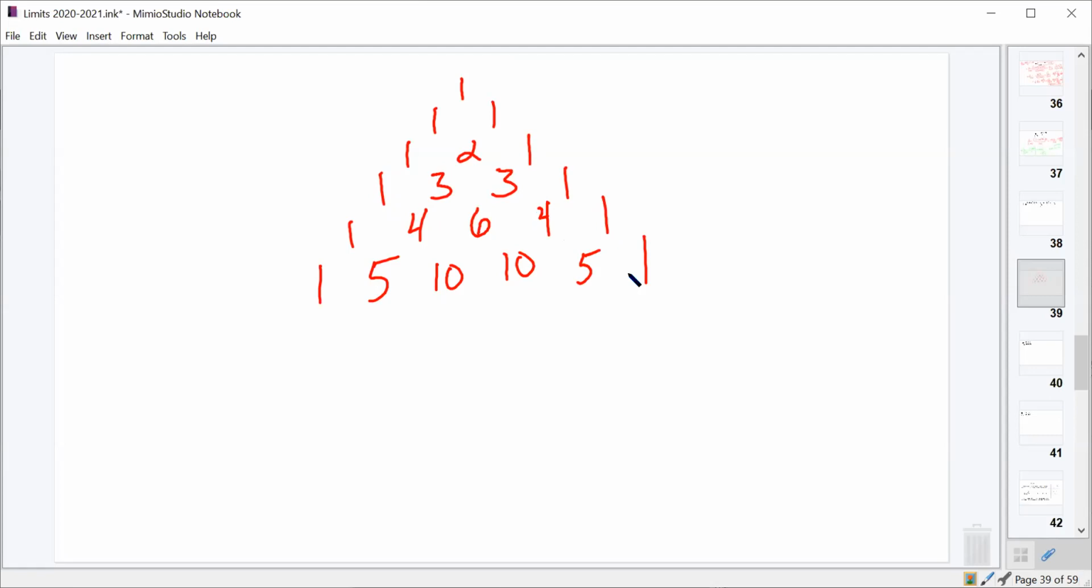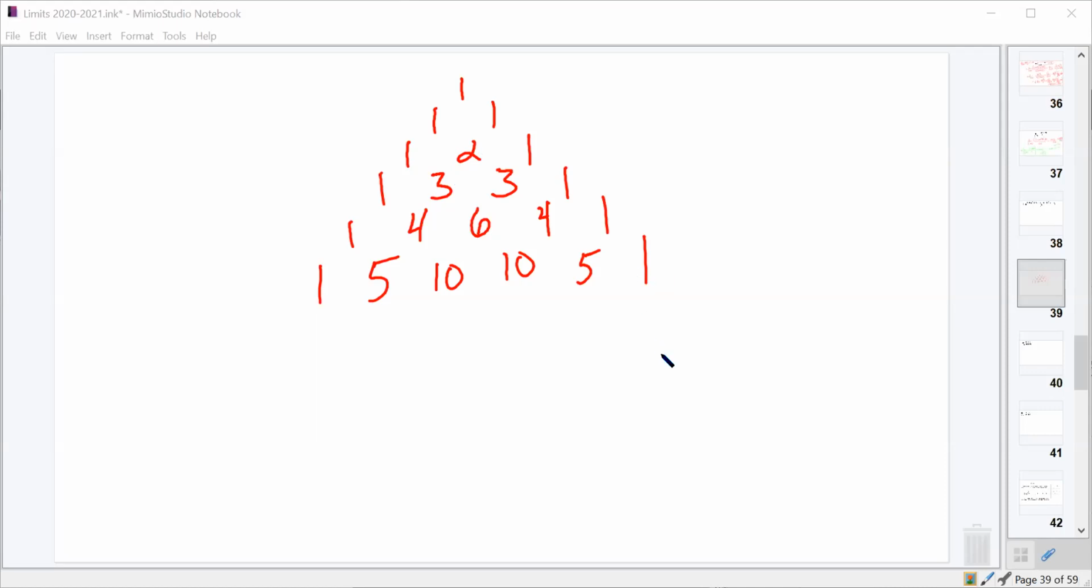I'll just write out that much of it. It goes on infinitely forever. But it starts with a 1, and then the next two are a 1 and another 1. And then as you go down each row, the outsides are always going to be 1s. And then everything on the inside you get by adding the numbers surrounding it above. So the 1 and the 1 make 2. And here the 1 and the 2 make 3, and the 2 and the 1 make 3. And the 1 and the 3 make 4, and the 3 and the 3 make 6, and the 3 and the 1 make 4, and so on.